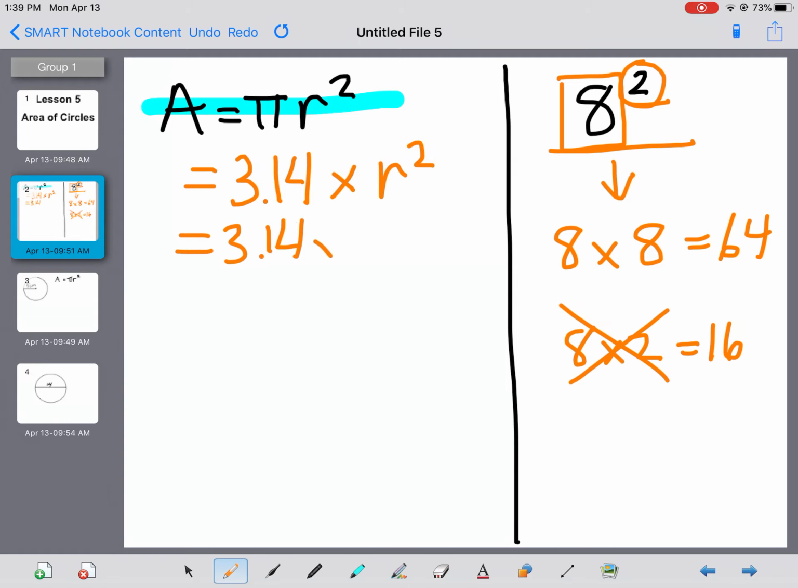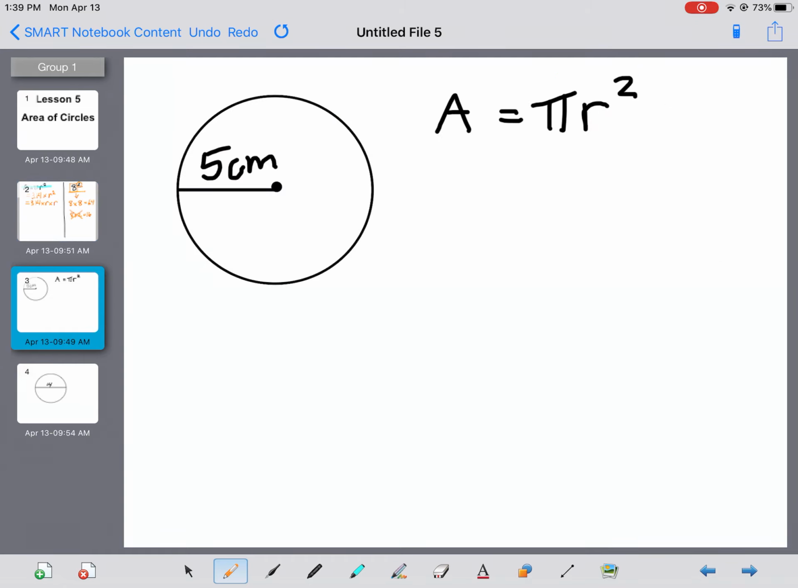So really, if we jump back to the formula, what this is saying is we're taking pi and multiplying it times the radius times the radius. That's another way to think of it, which is probably an easier way for your brain to understand it. 3.14 times the radius again means the exact same thing.